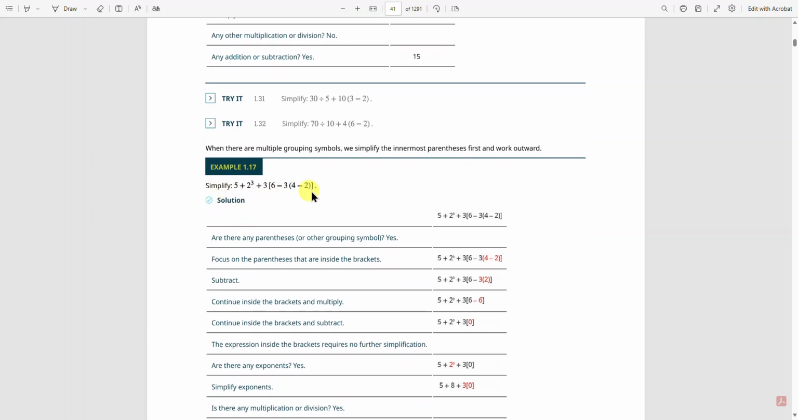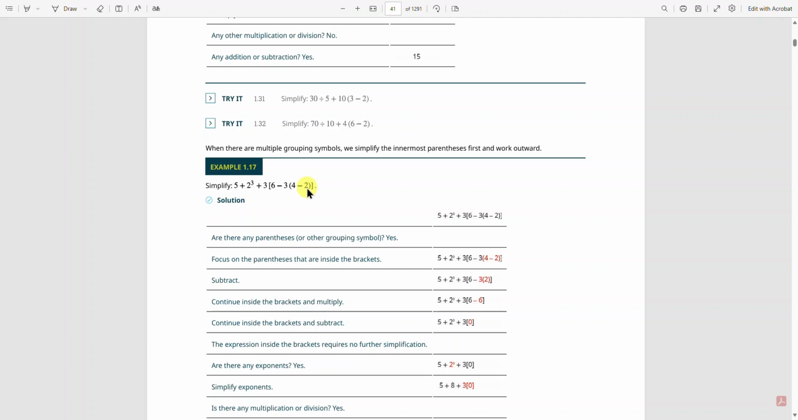So let's look at a more complicated expression here. Look at this messy thing. We have 5 plus 2 to the third power plus 3 times, and then we've got this whole term set in brackets here, 6 minus 3 times 4 minus 2 in parentheses. So we've got quite a complicated expression here, but thankfully the order of operations makes this very simple. We just move one step at a time through the order of operations. So if we're told to simplify it, we have to ask, how can I simplify it? Where should I begin?